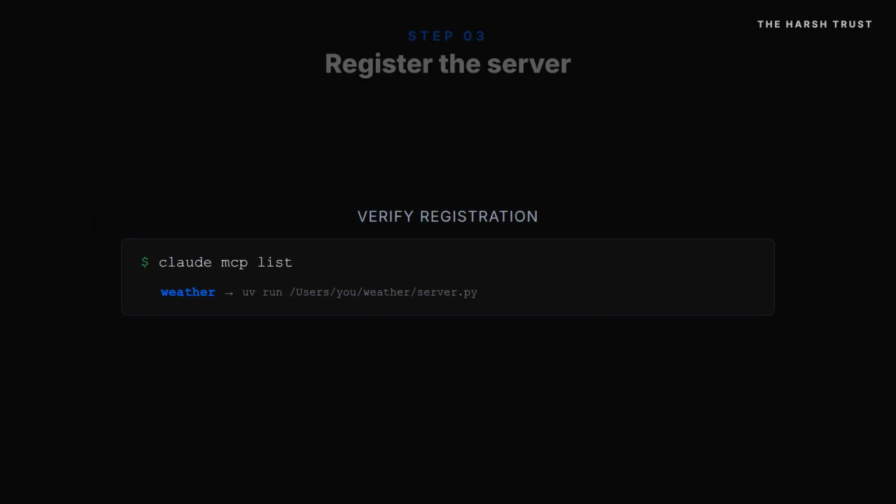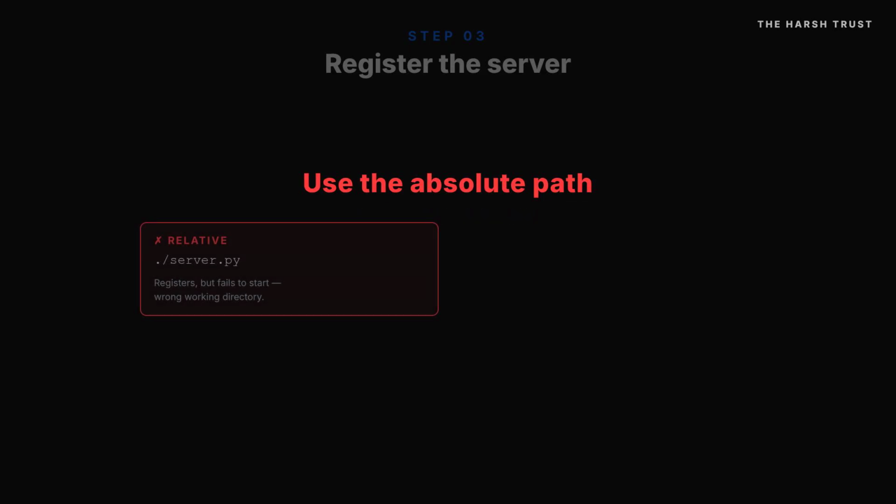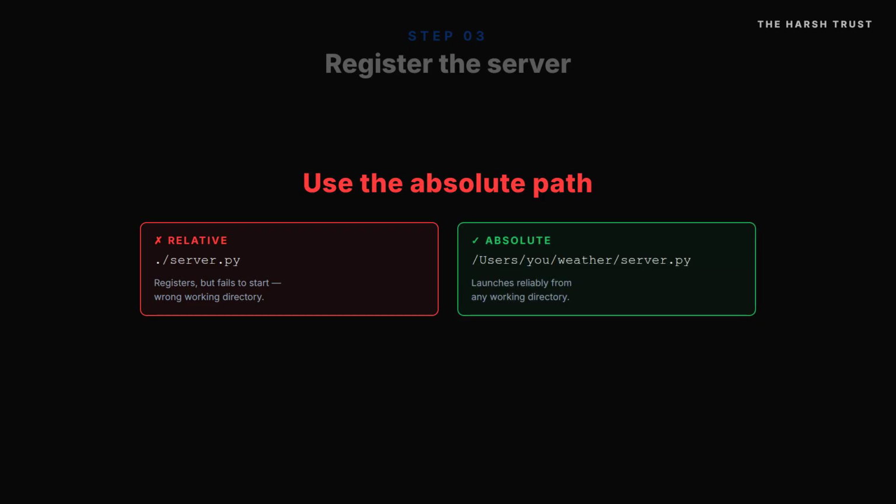To confirm registration, run claude mcp list. You should see weather in the output along with its launch command. Relative paths break this every time. If you pass server.py instead of the absolute path, Claude Code will register it, but the server will fail to start because Claude launches it from a different working directory. Always use the full absolute path.